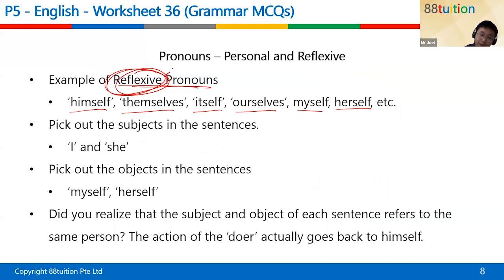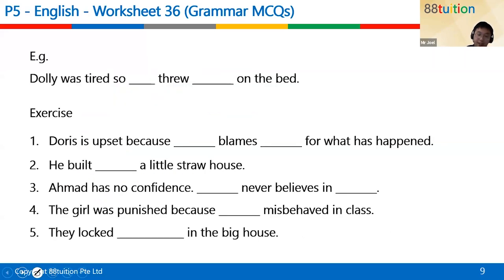They are normally found as objects, right? So they are objective as well. So we have I and she. These are your personal pronouns, also known as subjective pronouns. Myself and herself, right? They are actually your reflexive pronouns, also known as objective. They are objective in nature. Okay, but yeah, so just a very quick little exercise going on over here.